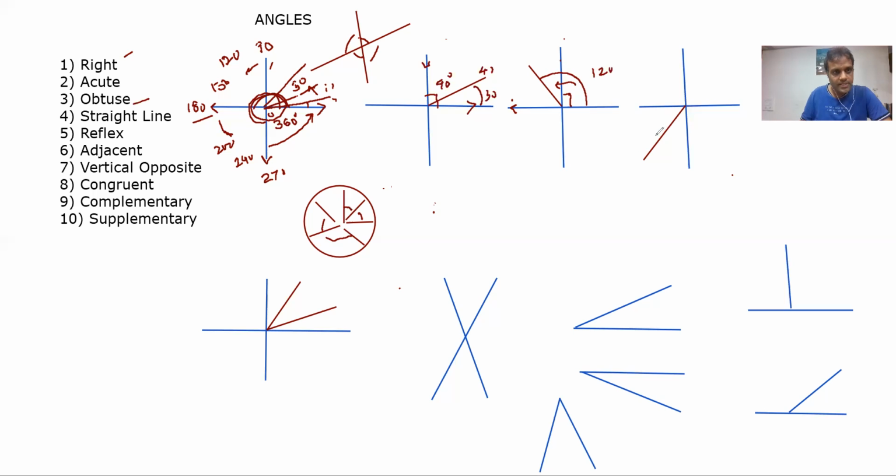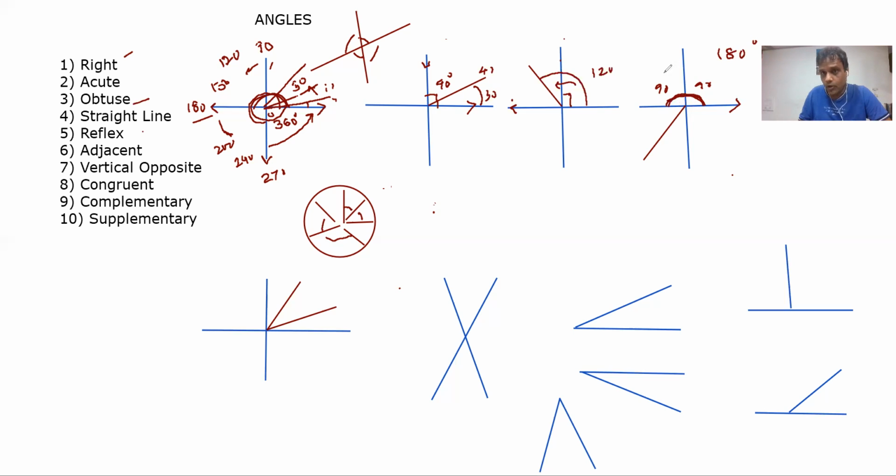Then we come to the straight angle. What is a straight angle? A straight angle is the angle formed on a straight line. This line is a straight line. So the total angle formed on the straight line is called a straight line angle. And what is this angle? 90 plus 90, this is a 180 degree angle. So the angle formed on the straight line is 180 degrees, and that is called the straight line angle.